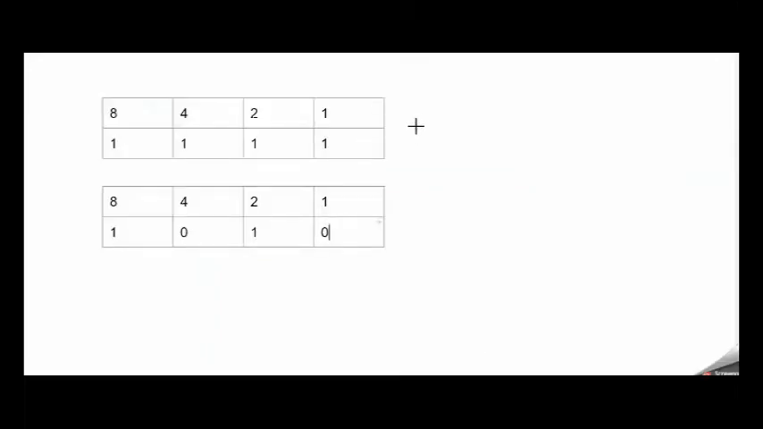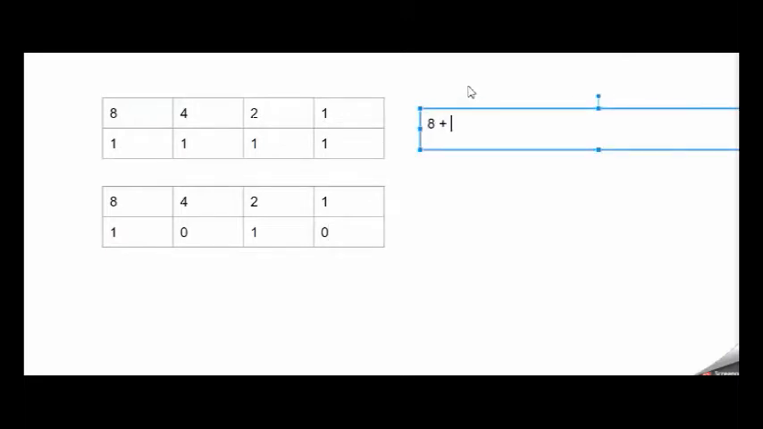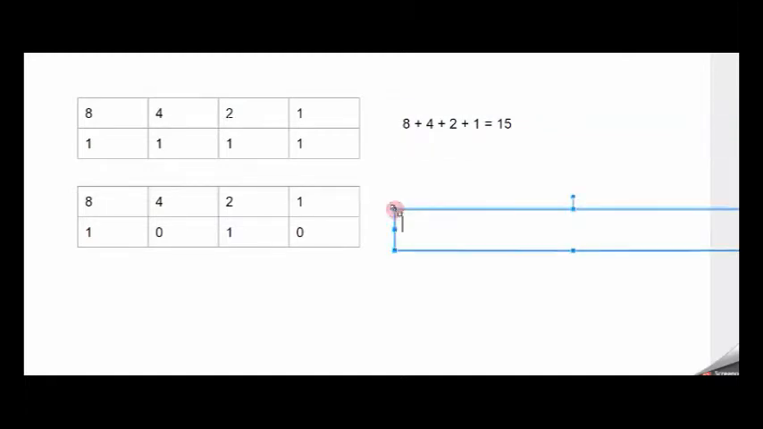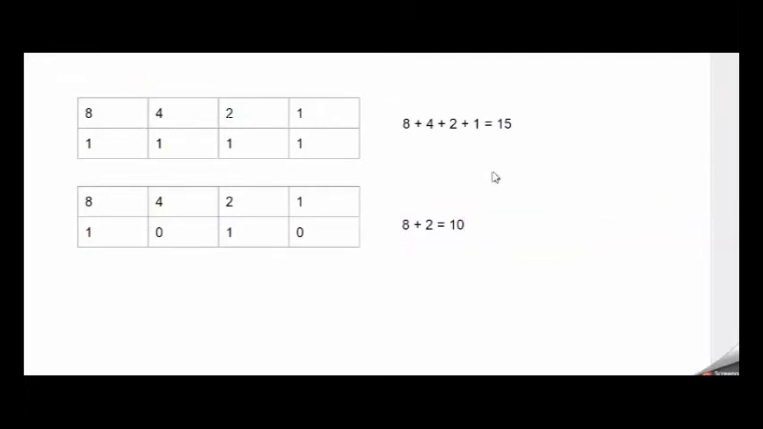So the answers. Okay, let's have a look at the first one. 1111 should be 8 plus 4 plus 2 plus 1, which is 15. The next one, 8 plus 2, which equals 10. So these binary codes equal 15 and 10.